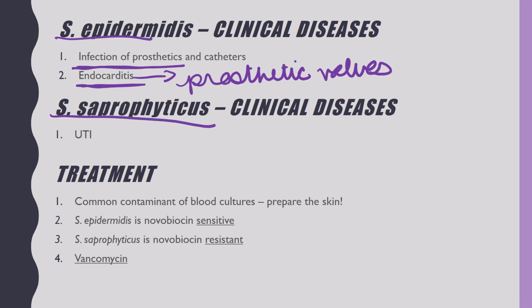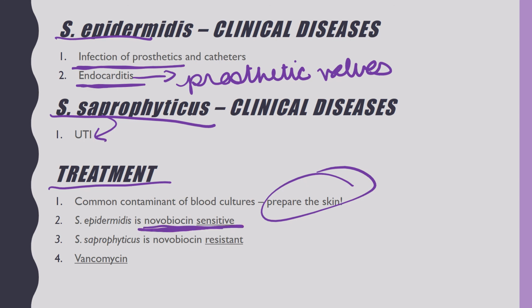S. saprophyticus is actually a common cause of urinary tract infections. That's where we worry about it or see it the most. Treatment. So how are you going to treat it? Well, it's a common contaminant. So first off, prepare the skin to be sure that you're actually looking at an S. epidermidis infection. It is novobiocin sensitive, so that's one way you can tell these two apart.